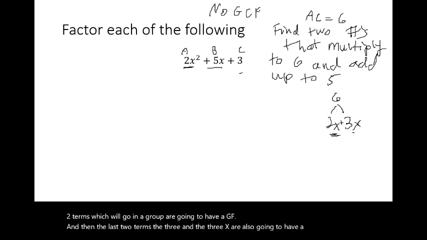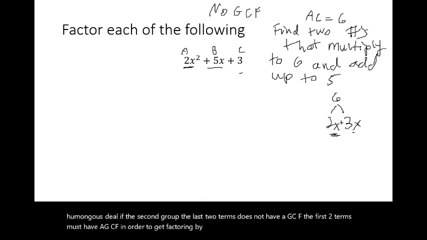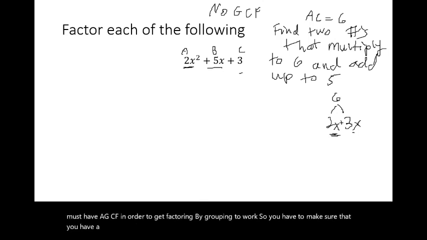It's not a humongous deal if the second group, the last 2 terms, does not have a GCF. The first two terms must have a GCF in order to get factoring by grouping to work. So you have to make sure that you have a common factor between the first two terms so that you can get factoring by grouping to even happen.